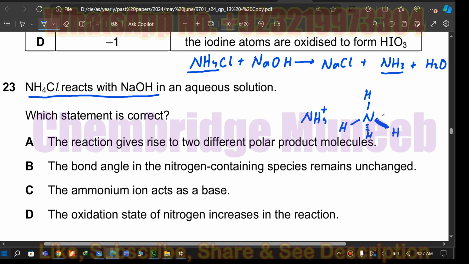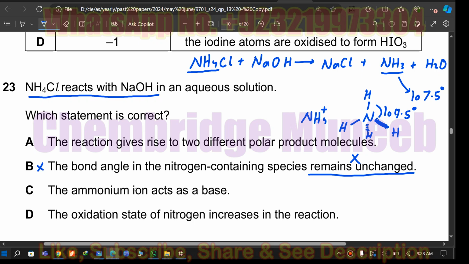Now here the angle is 109.5 degrees, and in ammonia the angle is 107.5 degrees. So it does not remain unchanged. It is incorrect. So option B is incorrect.